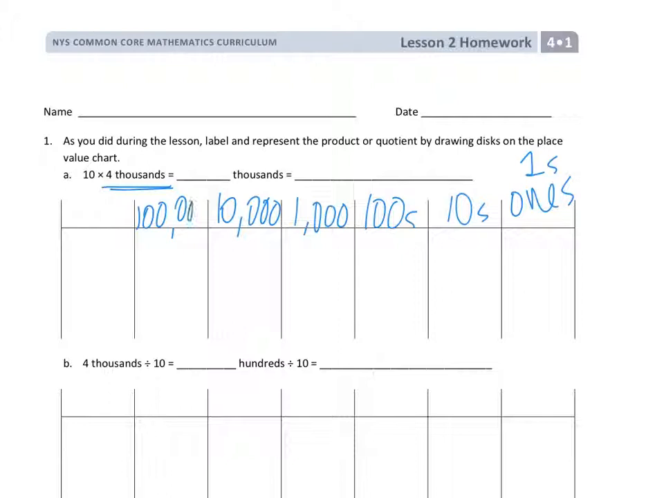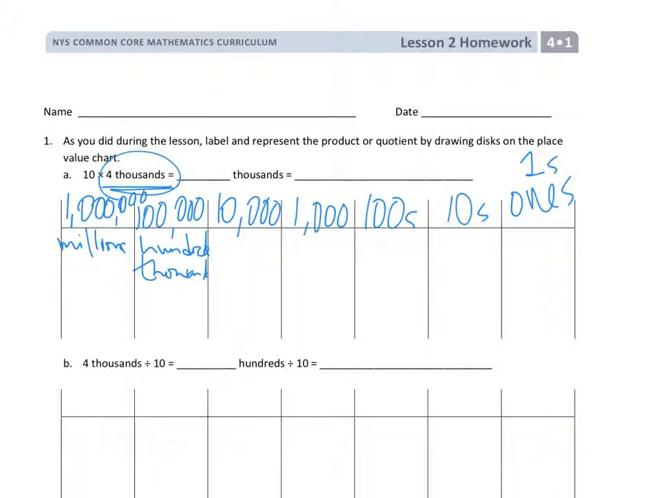For many students, they thought after 1,000 came 10,000 and then a million. The million only comes after the 100,000. So be sure students are naming those correctly. So this is the millions. This is the 100,000s. Okay, so what students are asked to do here is first draw 4,000.